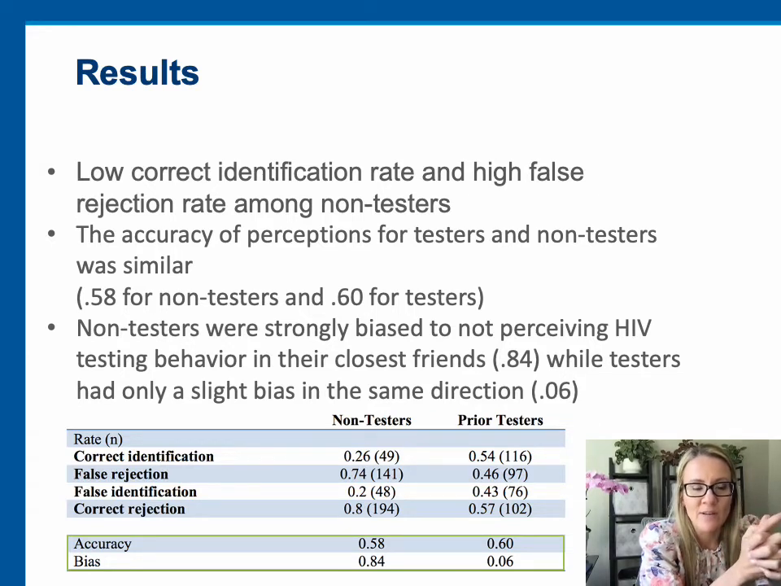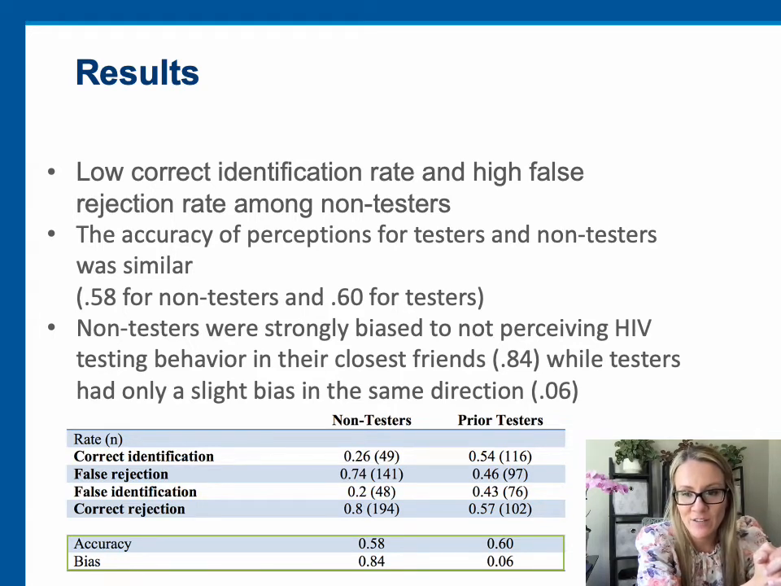What was interesting, though, is that there was a low correct identification rate and a high false rejection rate amongst non-testers. Okay, so what this means is that non-testers themselves were, when they had a close friend who had actually tested for HIV, only about a quarter of them accurately perceived testing in that closest friend. Okay, that correct identification rate was only 0.26. The vast majority of non-testers falsely rejected testing in their closest friend when it had actually occurred. So the false rejection rate was 0.74.